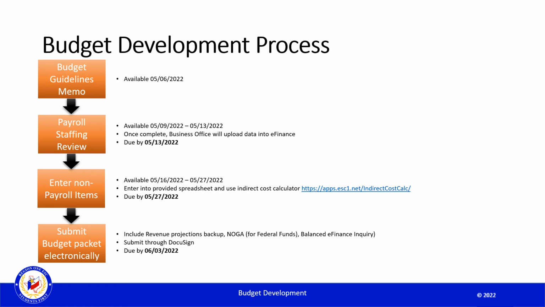The next part is the entering of non-payroll items. This is available to be reviewed and updated from May 16th through May 27th, 2022. You will use Region 1's indirect cost calculator. This information will be due by May 27, 2022. The final part of the budget development process is the electronic submission of your proposed budget. This will be submitted using DocuSign and is due by June 3, 2022.